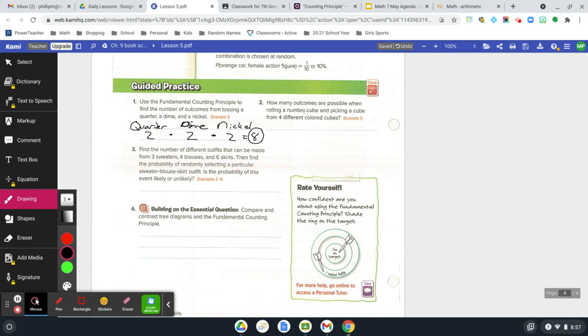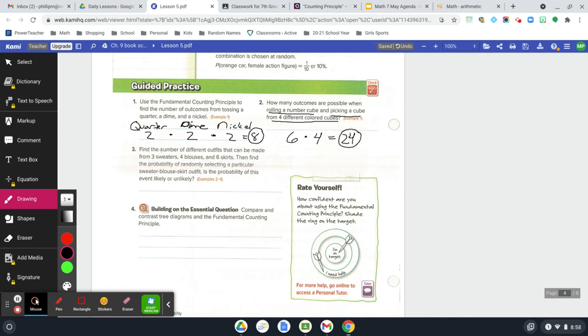Okay, let's try number 2. How many outcomes are possible when rolling a number cube and picking a cube from 4 different colors? So rolling a number cube, you know there's 6 possibilities on a number cube. And then picking a cube from 4 different colors. Well, if you have 4 different colors, we're just going to multiply it by 4. So 6 times 4, you would have 24 outcomes here.